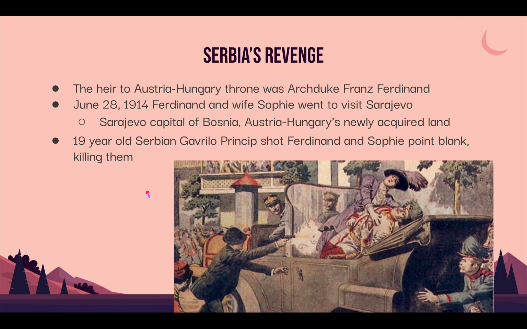The heir to the Austria-Hungary throne was this man right here named Archduke Franz Ferdinand. As you can probably tell, it does not end well for him. On June 28, 1914, Ferdinand and his wife Sophie, who's right there, went to visit Sarajevo. Sarajevo was the capital of Bosnia, Austria-Hungary's newly acquired land. 19-year-old Serbian Gavrilo Princip shot Ferdinand and Sophie point blank, killing them both instantly.